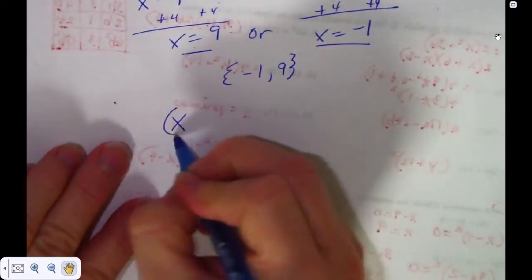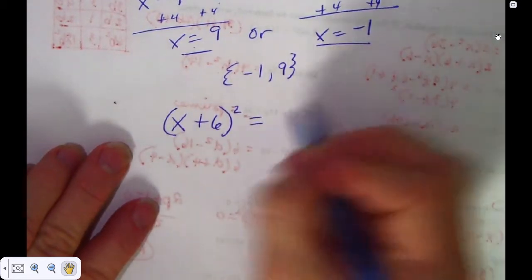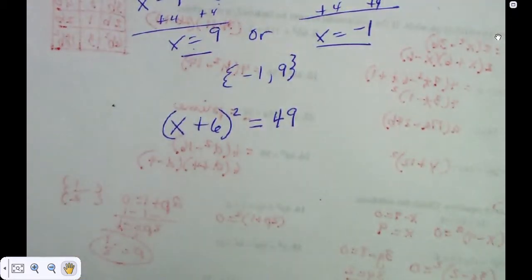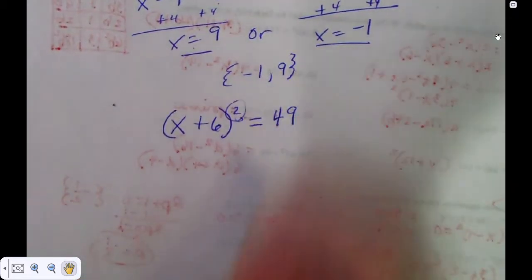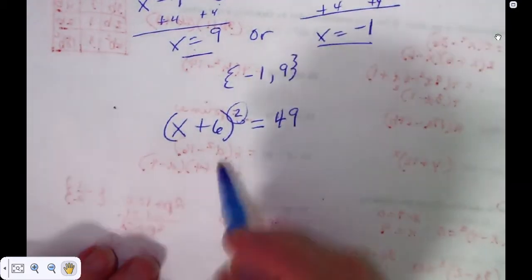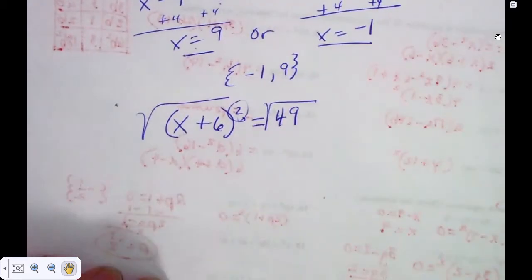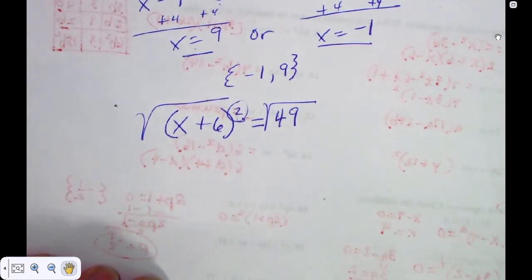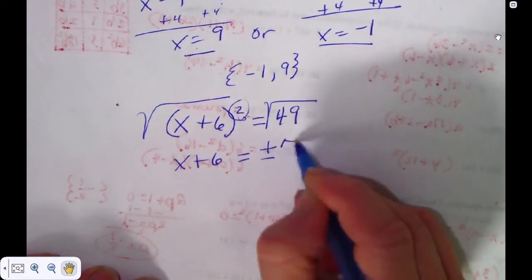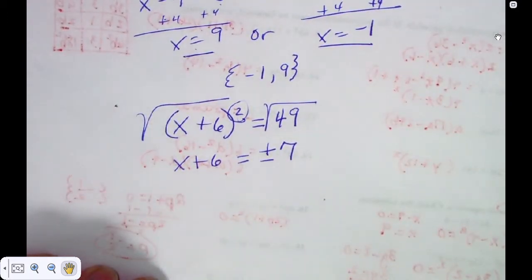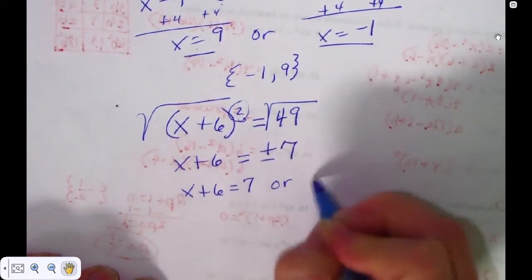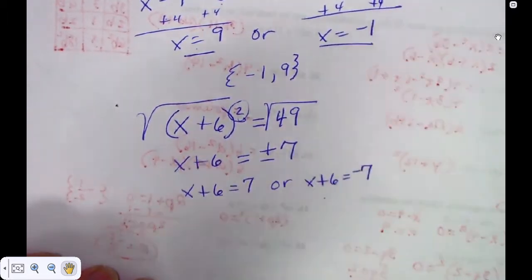So let's do x plus 6 squared equals 49. Okay. Guys, you just need to get used to seeing, oh, that's a square, so that's a perfect square. Oh, 49 is a perfect square. So we're going to take the square root of both sides. So x plus 6 equals plus or minus 7. So x plus 6 equals 7, or x plus 6 equals negative 7.